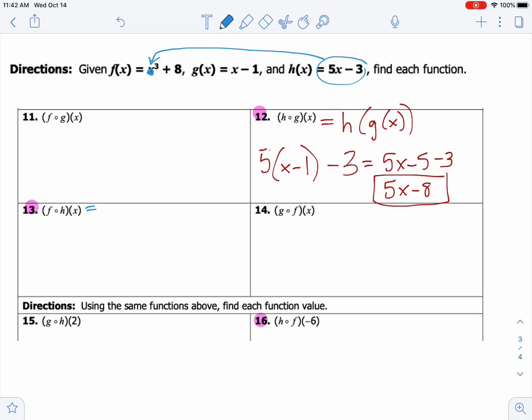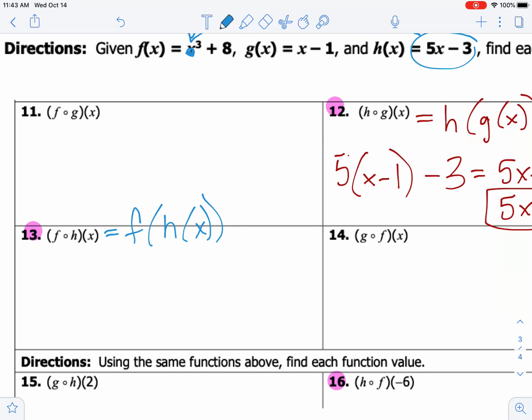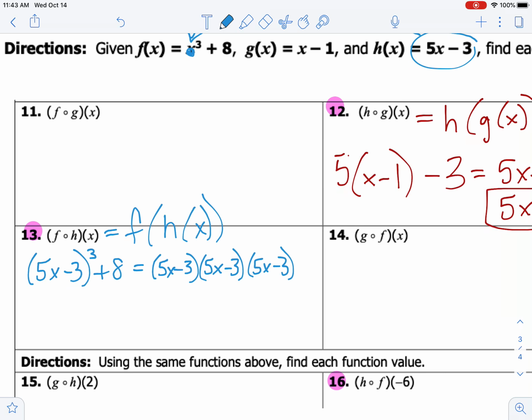So I have F of H of X. Okay, I'm taking that H function and I'm substituting it in that X was to the third power and then plus 8. So I have to the third power, which means I need to, oh my goodness, multiply that out a bunch. And then at the very end, plus 8.